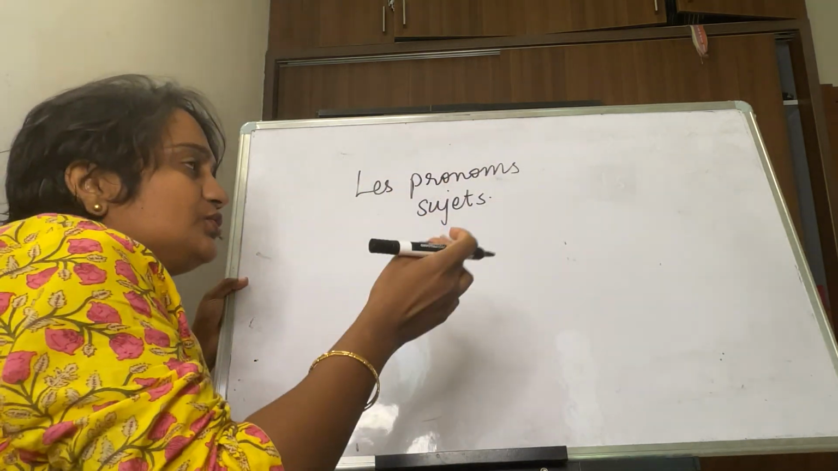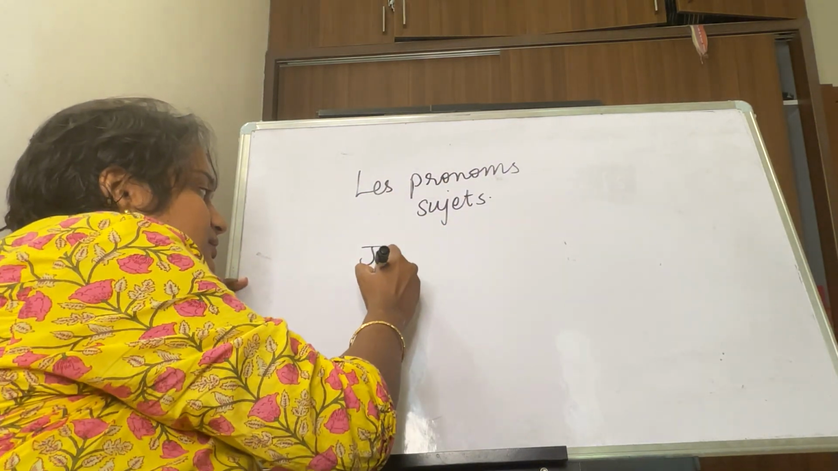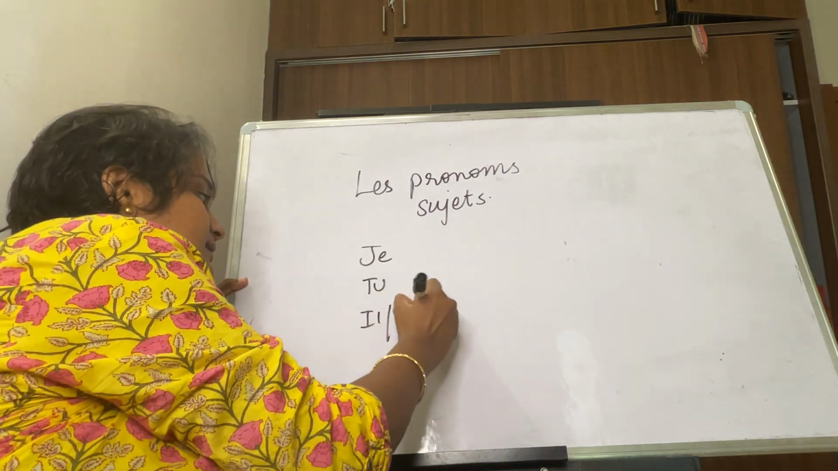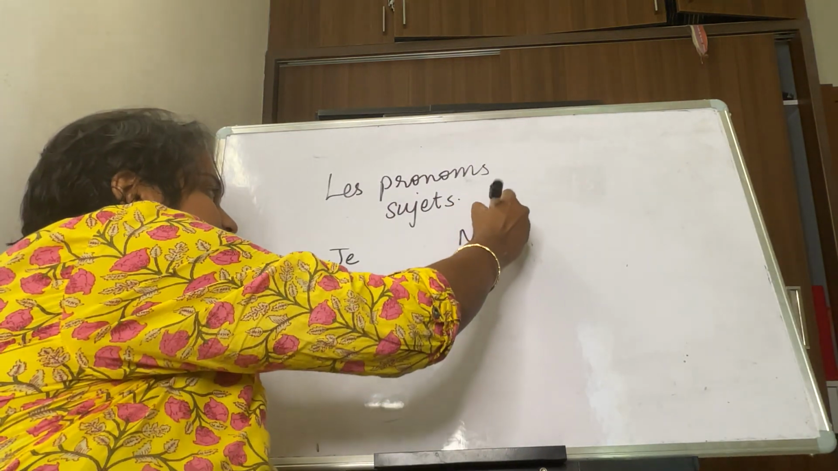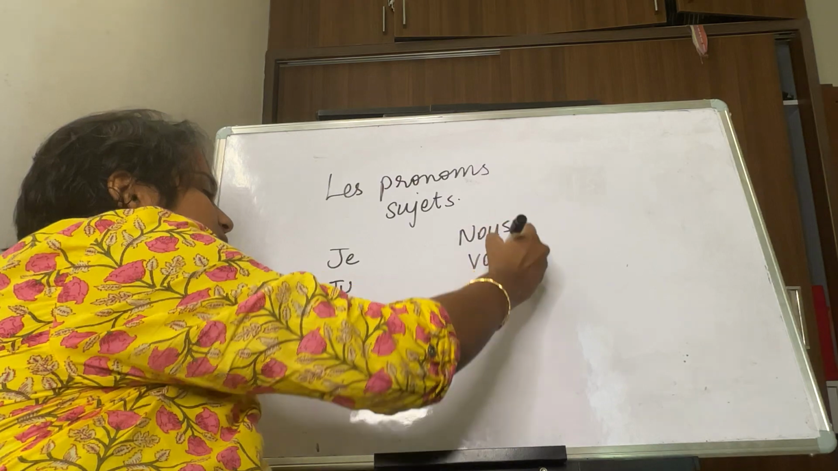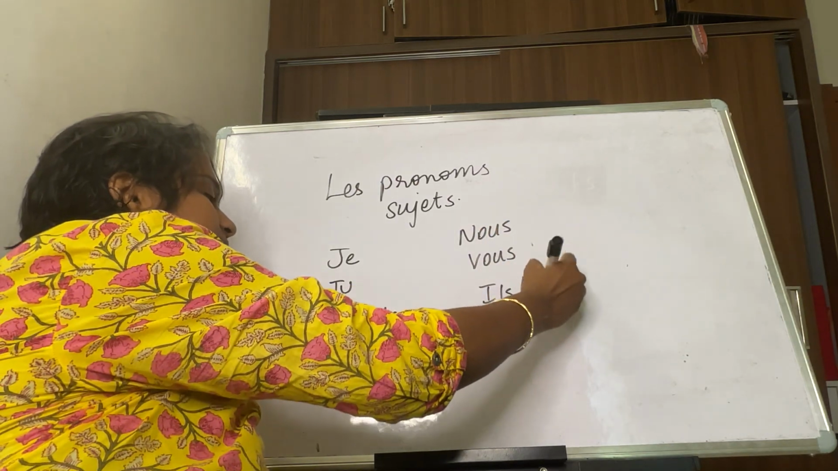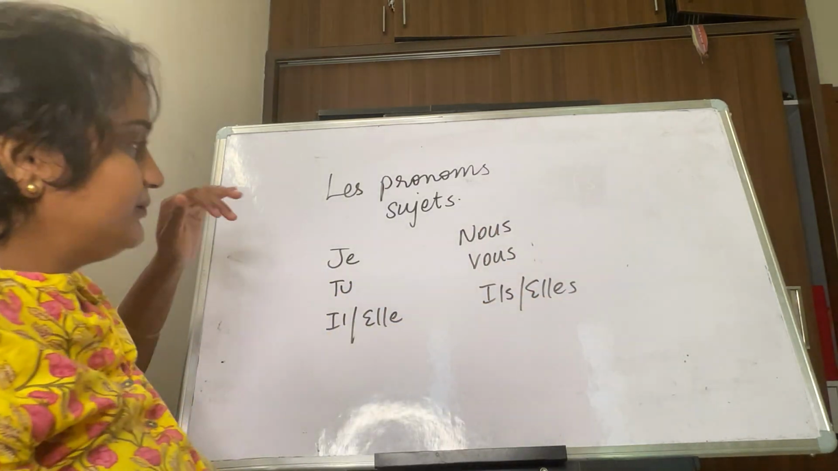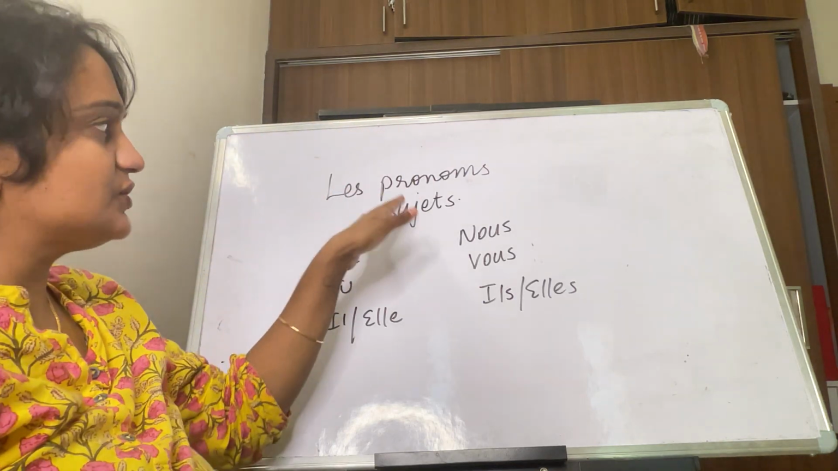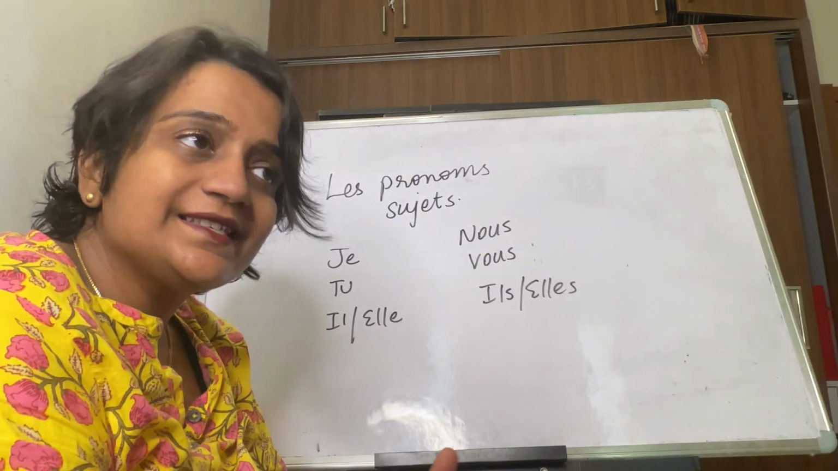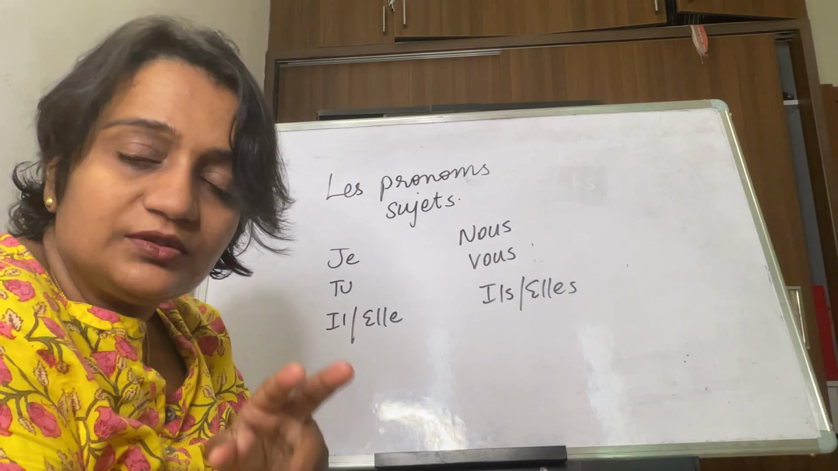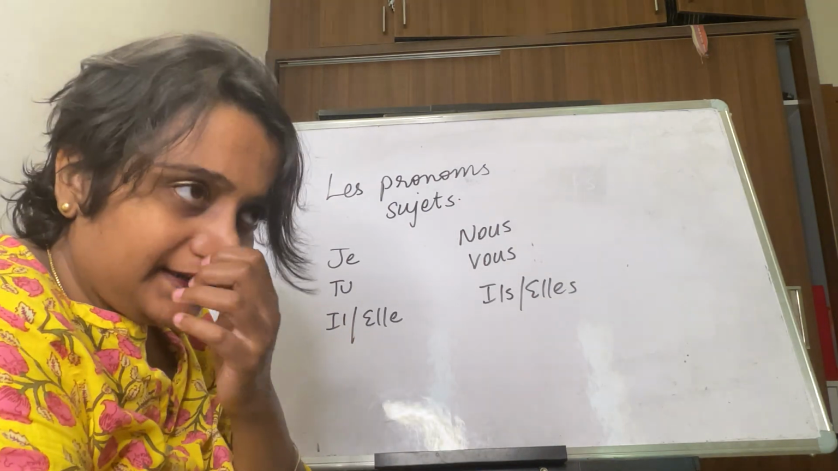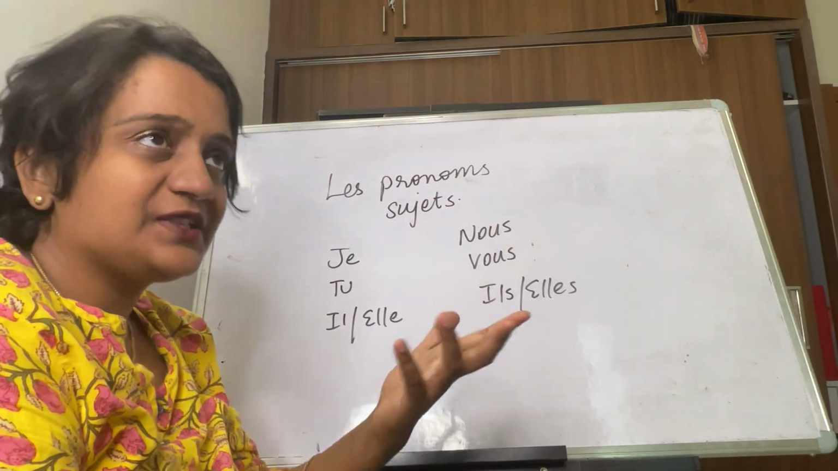So pronoms sujets, you have je, tu, il, elle, nous, vous, il, elle. Okay, so what is pronom sujet? Pronom is anything instead of a noun. Pronoun, instead of a noun. Okay, and subject. What's a subject of a sentence?